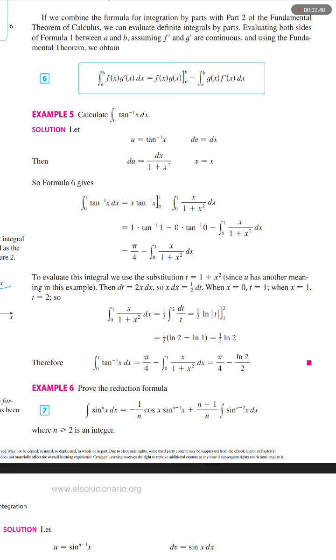Therefore, the integral from 0 to 1 of the inverse tangent of x dx equals pi over 4 minus the integral from 0 to 1 of x over 1 plus x squared dx, which equals pi over 4 minus the natural log of 2 over 2.